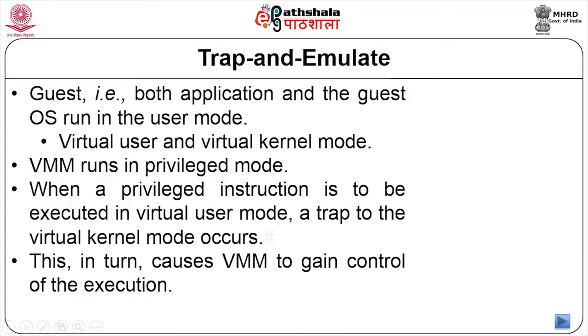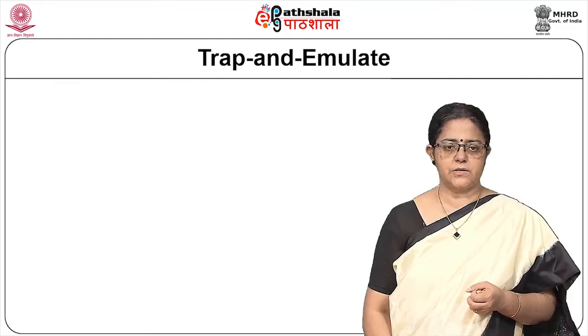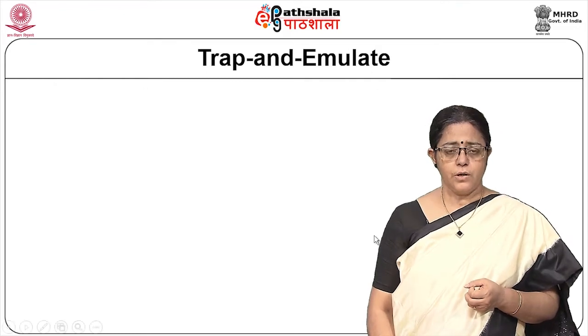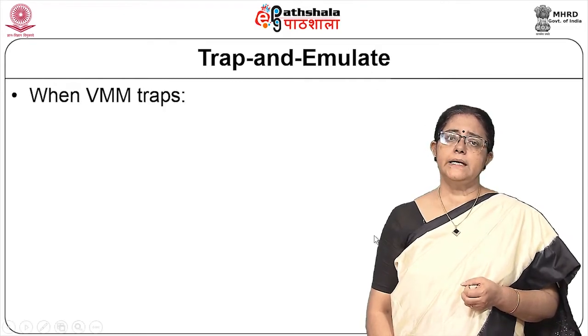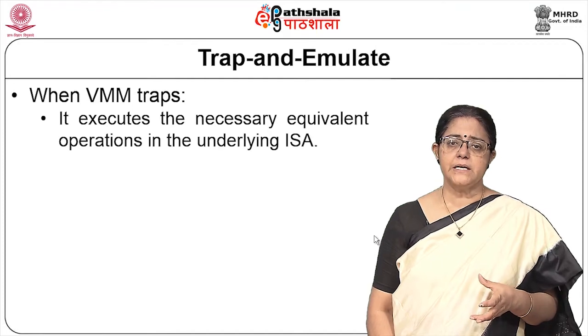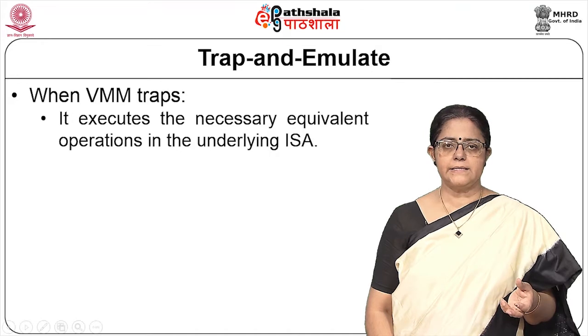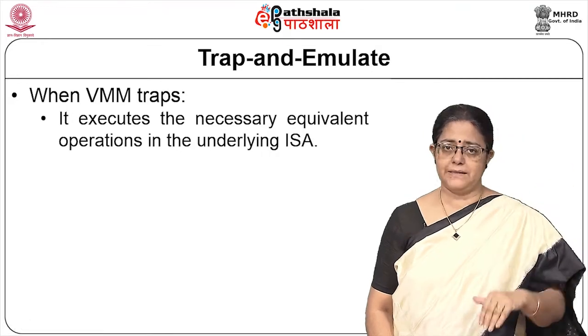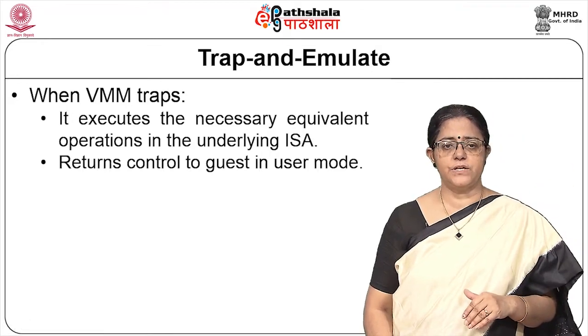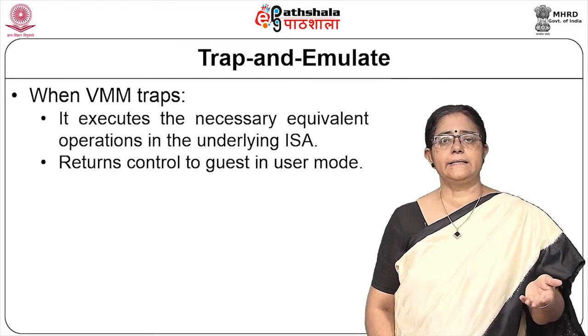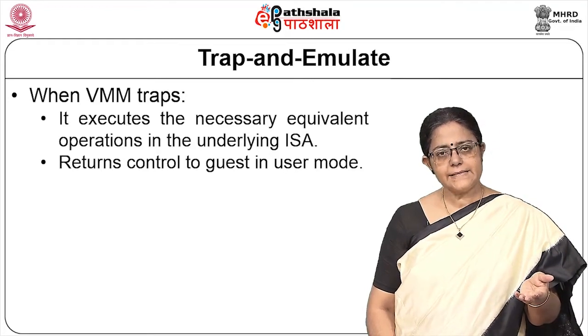It will not require the intervention of the VMM. Only the privileged instructions that will be run by the guest OS will be trapped to the VMM, and the VMM has to take control of those instructions. So, in trap and emulate, whenever the VMM traps, it executes the necessary equivalent in the underlying ISA as is expected by the user and the guest OS, and then it returns control to the guest in the user mode.